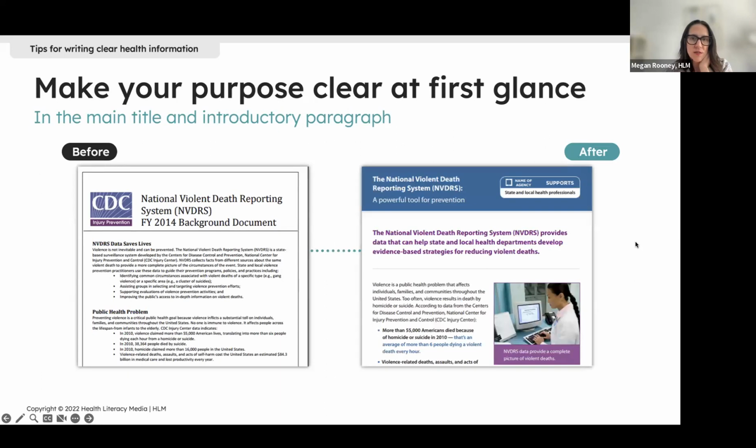So here's a revision of this. The National Violent Death Reporting System provides data that can help state and local health departments develop evidence-based strategies for reducing violent deaths. So this not only gets at the purpose, but also the audience. So it mentions state and local health departments. So you might be able to glance at this, and that's kind of the key here, you want people to glance at something and get, oh, what's this about? And is this for me or not? So this does a much better job of answering those questions.